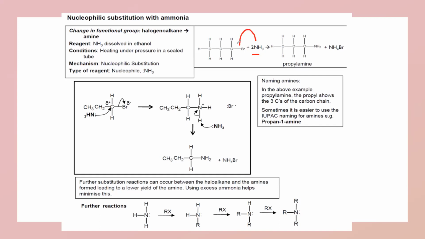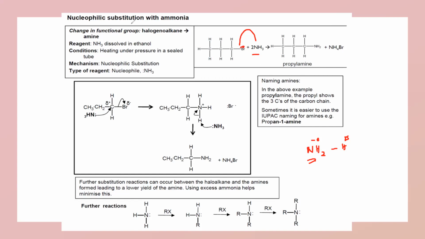Because in NH3, the NH2 is partial negative and hydrogen is partial positive. So this NH2 will take the position of the bromide, like bromine here, which is partial negative. As a result, it produces an amine and ammonium bromide.